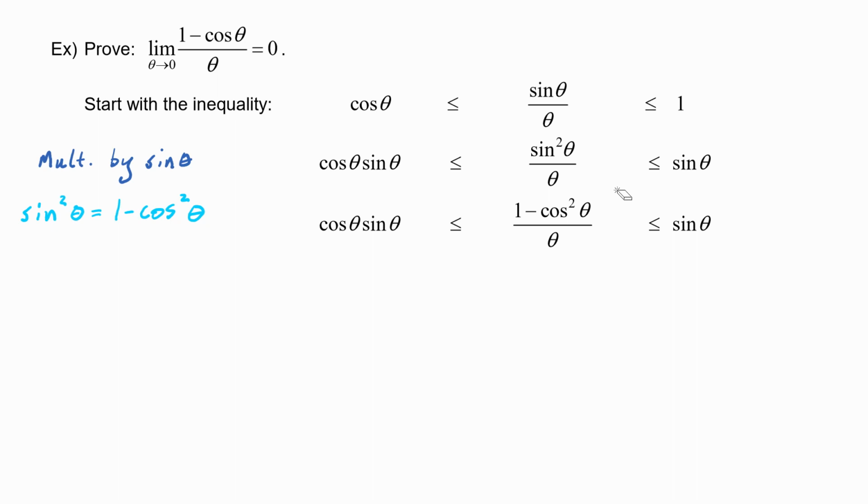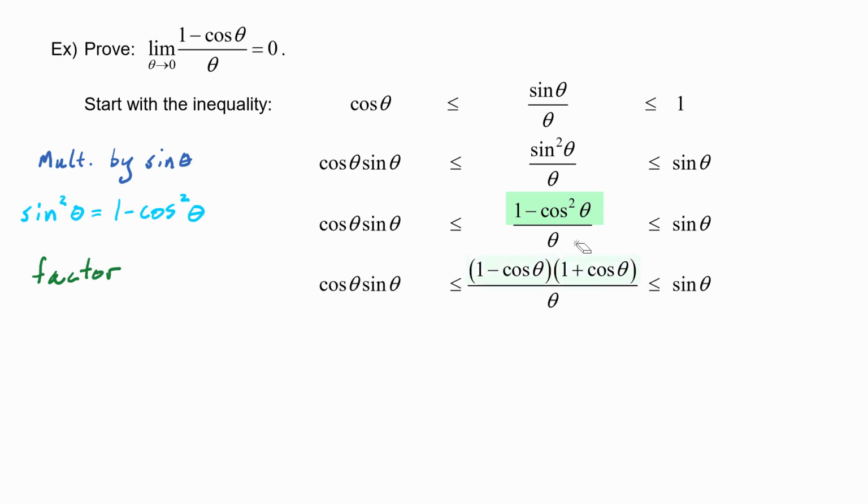Now the reason we did that is because of what we're trying to prove. We need a 1 minus cosine theta over theta. So we have some work to do to get there, but at least now we have a way to make it happen. Now what we can do is take this 1 minus cosine squared theta and factor it. So it will become 1 minus cosine theta times 1 plus cosine theta.